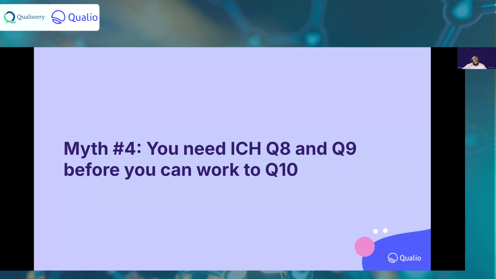You need ICH Q8 and Q9 before you can work on Q10. As mentioned earlier, nope, you don't. You really don't. The idea is that you integrate them together, right? But you don't necessarily need to have Q8 in place, Q9 in place before you can do Q10. Pick elements that actually work, like CAPA, knowledge management, things of that nature, and then add in areas that you don't have, like quality by design and risk management.